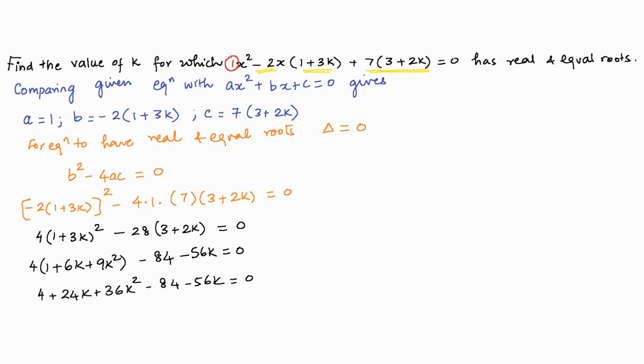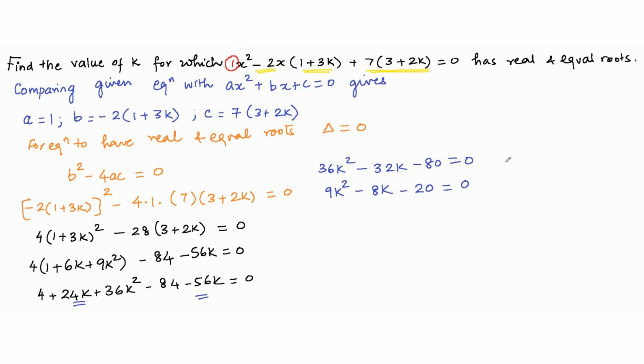So now let us combine the like terms. What we get is 36k square plus 24k minus 56k is minus 32k. And 4 minus 84 is minus 80 is equal to 0. Let us now divide this whole equation by 4. So we get 9k square minus 8k minus 20 is equal to 0. Now we need to solve this particular quadratic equation for k.